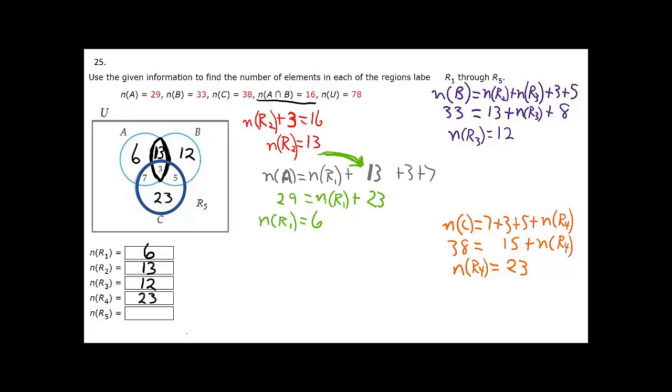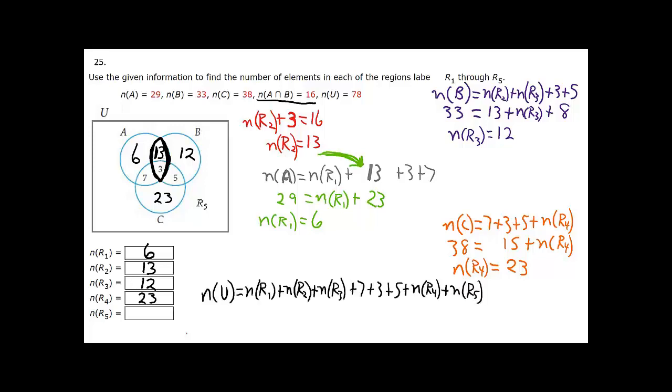And now you just need to know the R sub 5 region. So you have to look at the entire universal set. And the entire universal set, at the top, it adds up to 78. It says the number of elements in the universal set is 78. So if you add everything up, you get 78.